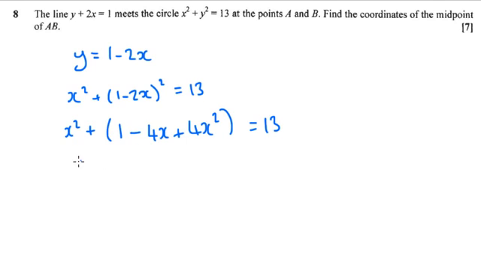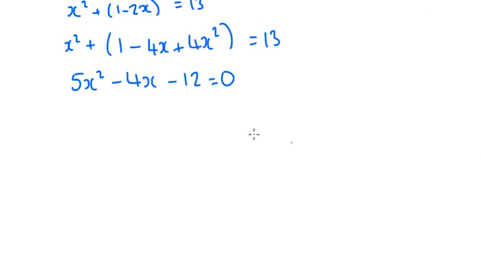And if we collect all those terms together, we're going to get 5x squared minus 4x plus 1 and minus 13. So I'm going to write minus 12. And then we've got another quadratic to solve. Hopefully this factorises as well. I'm going to try a 3 and a 4. It tends to be the two numbers that are closest together for some reason.